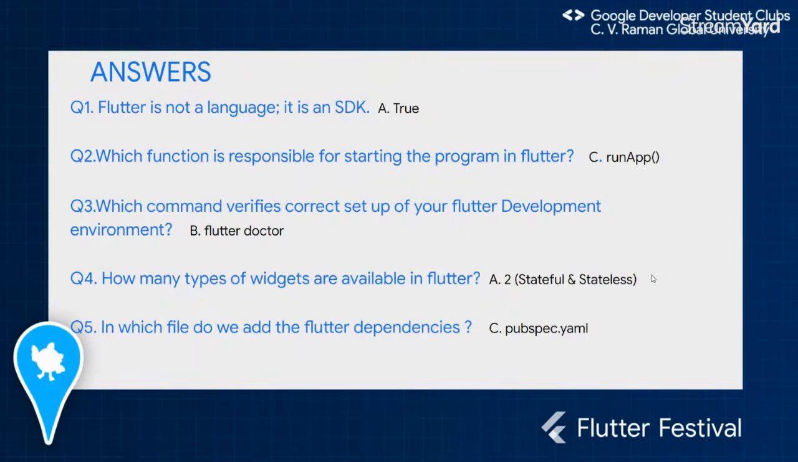And next was, how many types of widgets are available? Just two, stateful and stateless. You should not mistake the individual widgets. There was just the types of widgets. And in which file do we add the Flutter dependencies? This is pubspec.yaml. Pub is the package manager, and spec means specification. So here only we add all the dependencies.